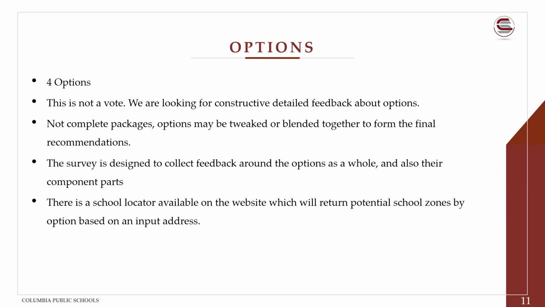The survey that we're going to release is designed to collect feedback around the options as a whole and also the component parts. As I go through this presentation, please don't try to zoom in on the video. It's going to be difficult to see street names because of the nature of the presentation. We do have a companion school locator available on the district website, which will return potential school zones by option based on an input address. You'll be able to input your address and find out which school you'd be assigned to by each of the options.